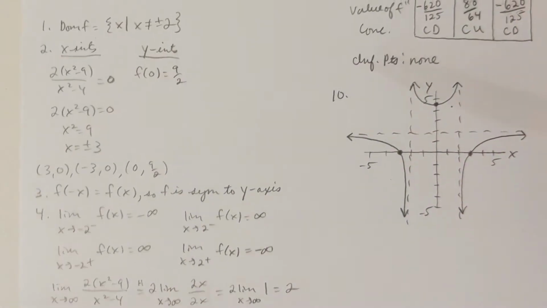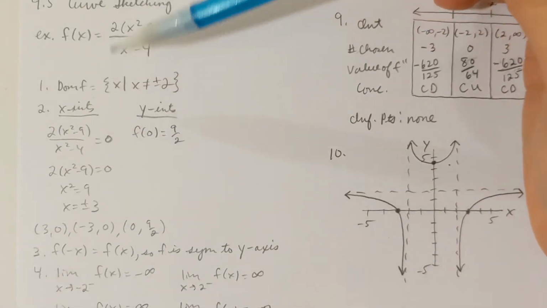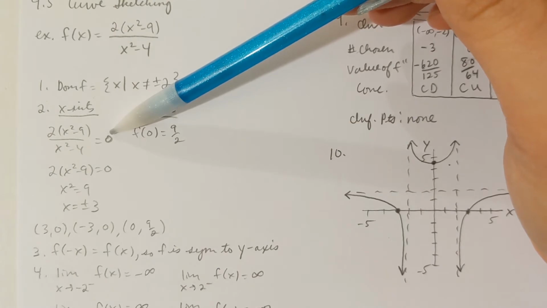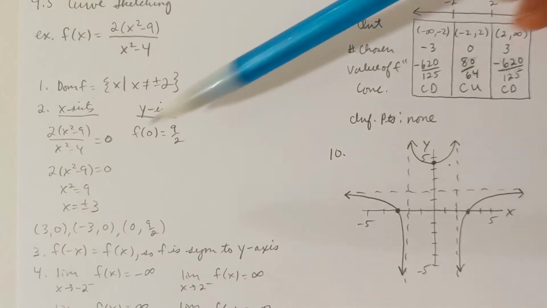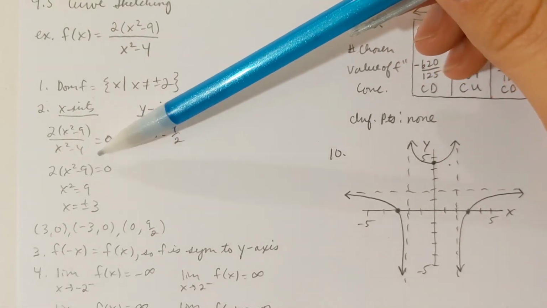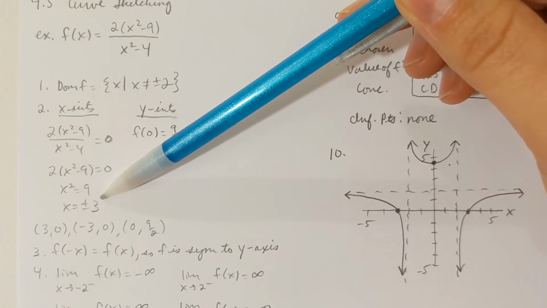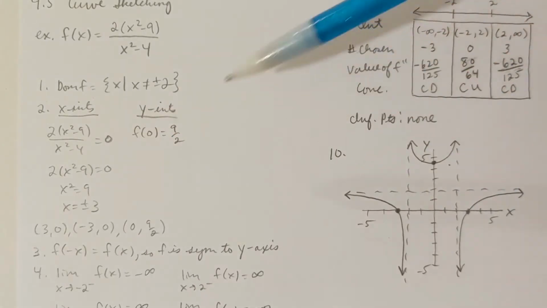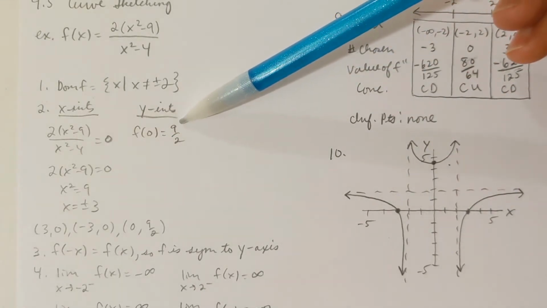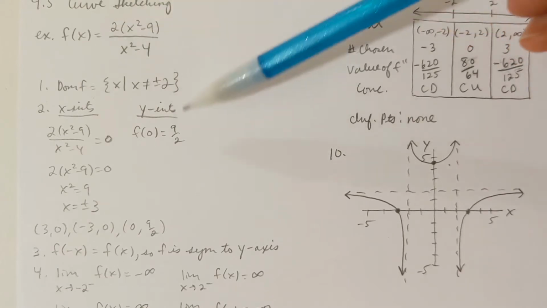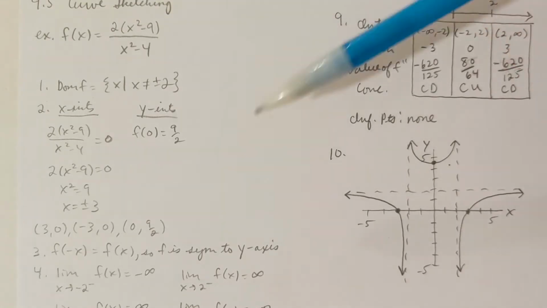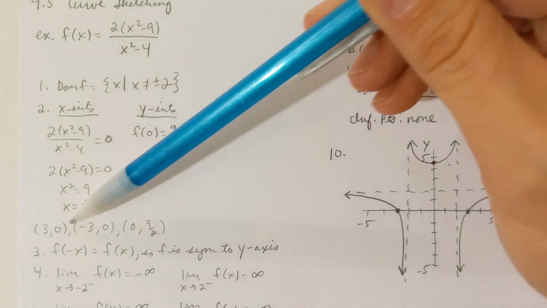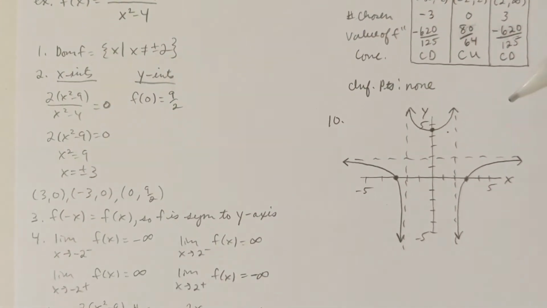Step 2, I need to find the intercepts. To find the x-intercepts, I need to let the function be 0 and solve for x. Multiply both sides by x squared minus 4 and then divide by 2. x squared minus 9 equals 0 means that x squared is 9. If you take the square root of both sides, x would be 3 or negative 3. To get the y-intercept, you're going to let x be 0. When you plug 0 into the function, you get negative 18 over negative 4, which is 9/2 when you reduce. So these 3 points would be the 3 intercepts on my graph.